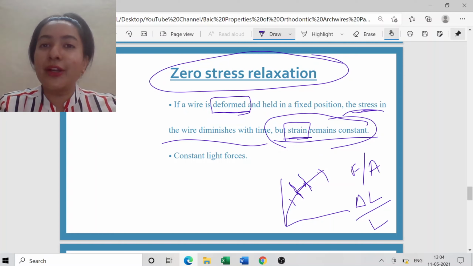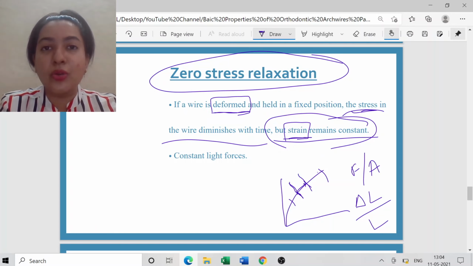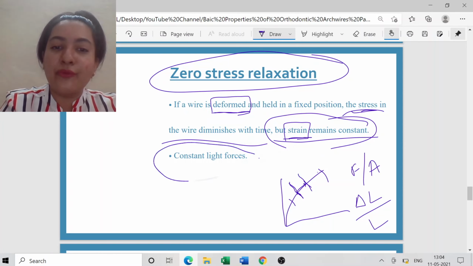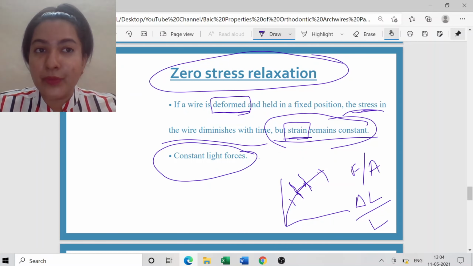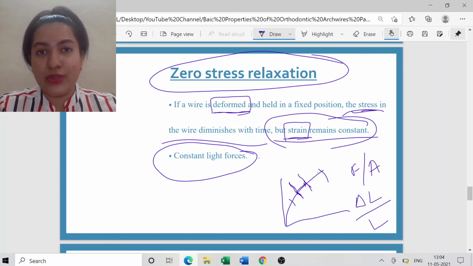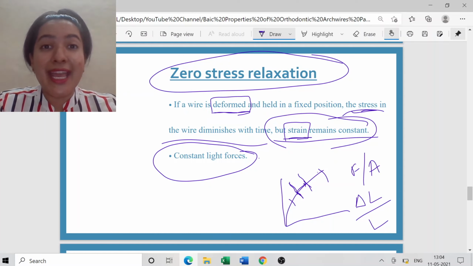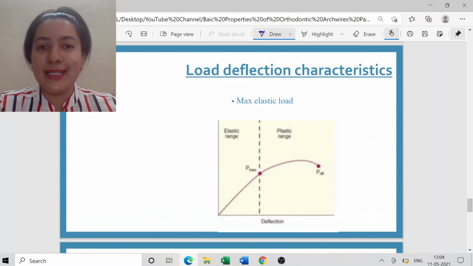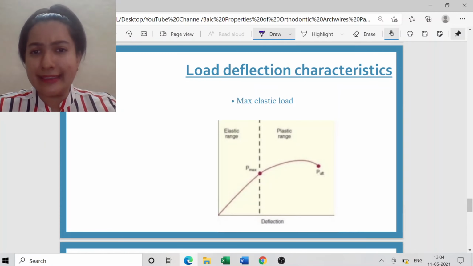And to make sure that wires do not get deformed and good orthodontic treatment is carried out, we have a concept of constant light forces. Everybody in orthodontics will always recommend you to apply light continuous forces into the patient's mouth. No heavy forces are ever desirable. Okay. Next concept is of load deflection characteristics.